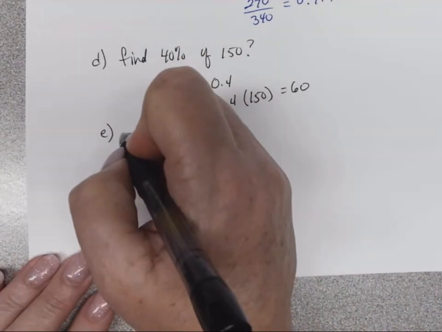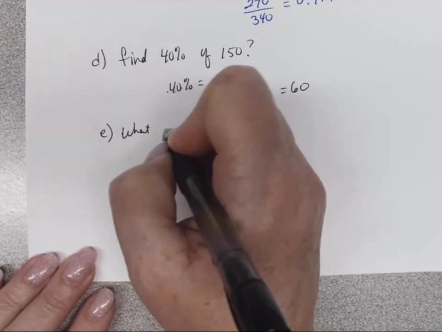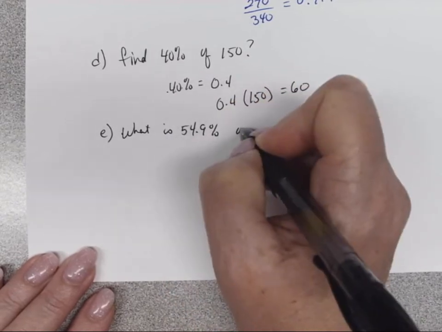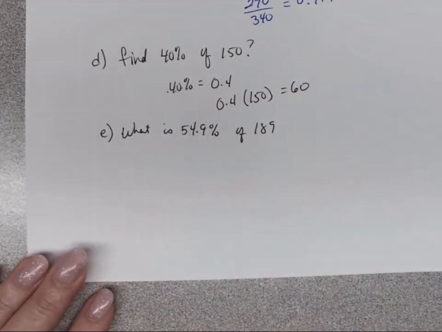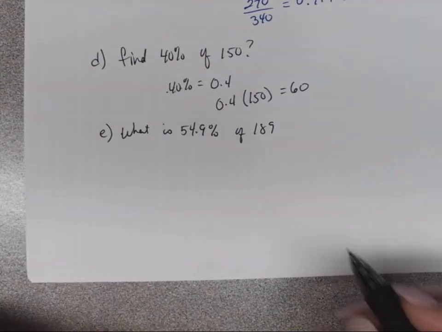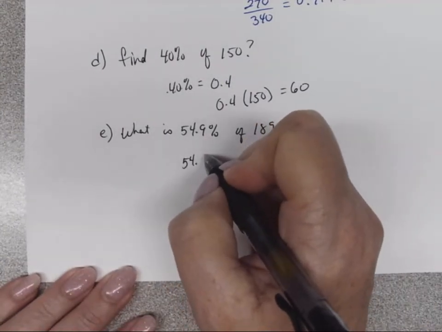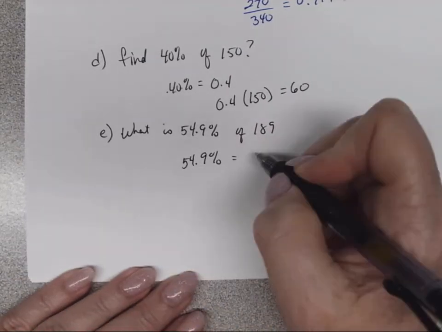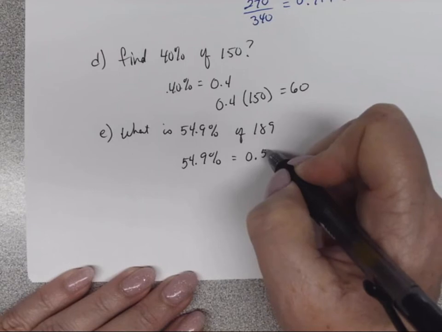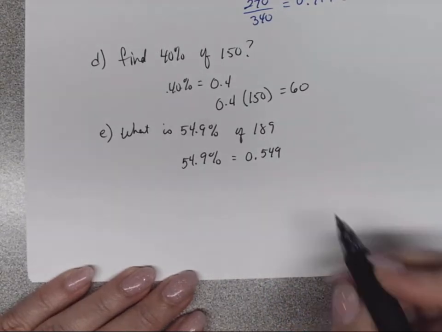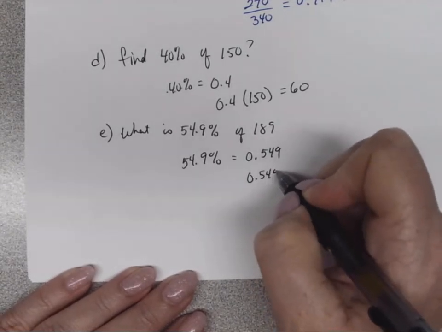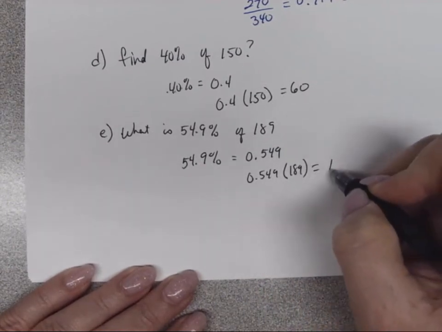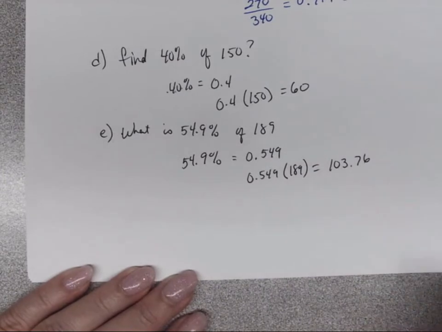So what is 54.9% of 189? So again, we have to take our percent and change it. So 54.9% will equal, when we move the decimal over 2 places, 0.549, and then we'll take that number and multiply by 189, which is 103.76.